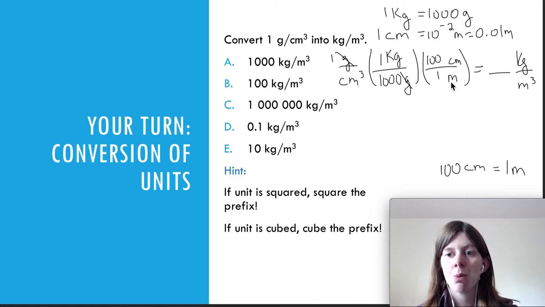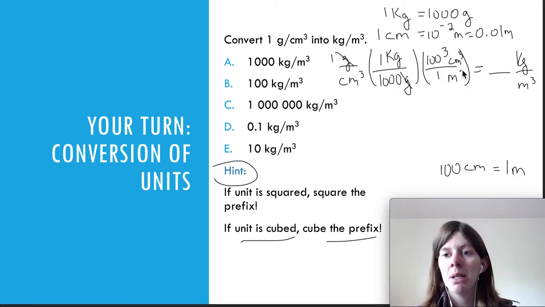This is what a lot of students would want to do. We're trying to get centimeters cubed to meters cubed, not centimeters to meters. So what we need to do here is what I have in the hint down here. If the unit is cubed, go ahead and cube the prefix as well. So since we have centimeters cubed, then we're going to go ahead and cube that. Meters are cubed, the 1 is cubed, which 1 cubed is equal to 1, so that one doesn't matter. But the 100 must be cubed. Now you have your accurate conversion factor that there's 100 cubed centimeters cubed in 1 meter cubed.